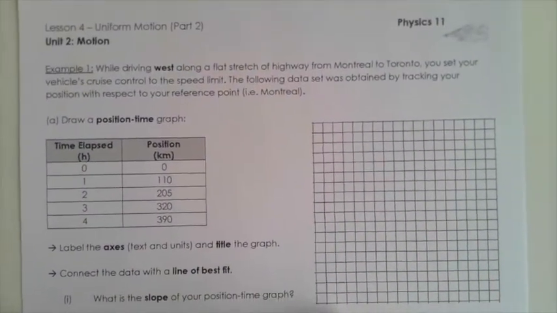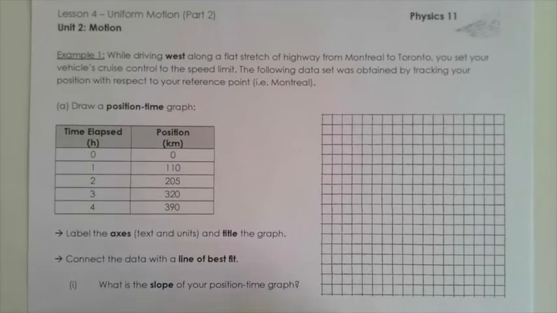Let's look at an example to put these ideas together. While driving west along a flat stretch of highway from Montreal to Toronto, you set your vehicle's cruise control to the speed limit. The following data set was obtained by tracking your position with respect to the reference point, which is Montreal. The first thing we're supposed to do is draw a position time graph.